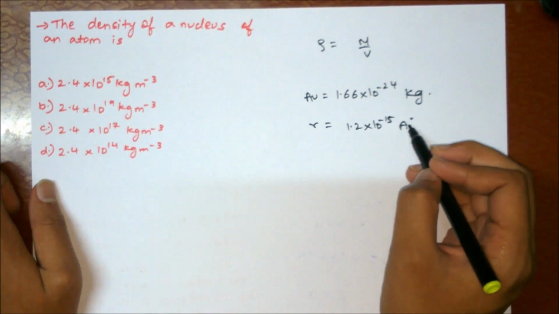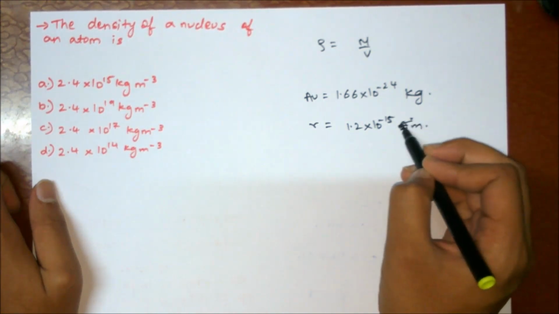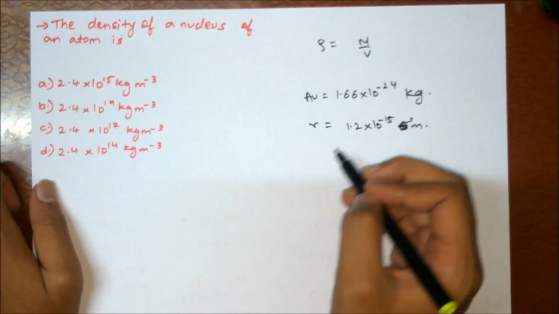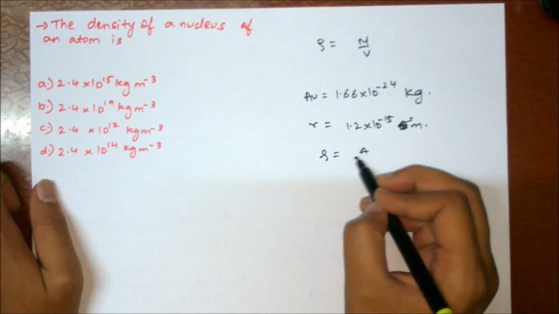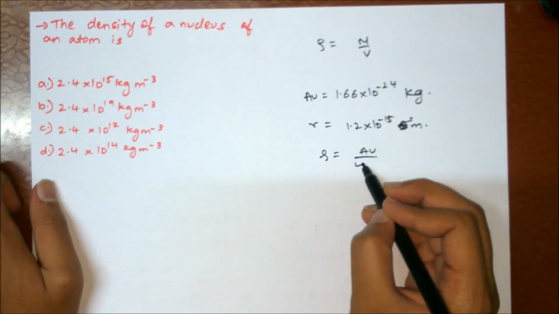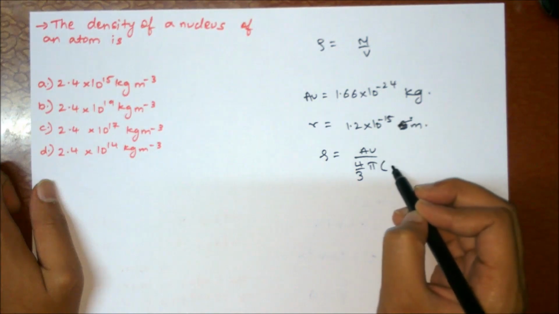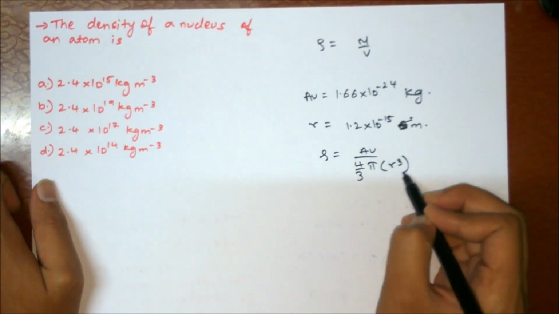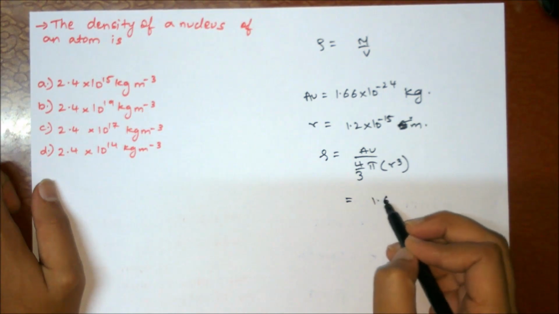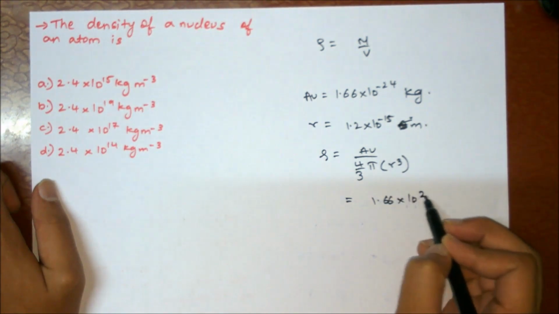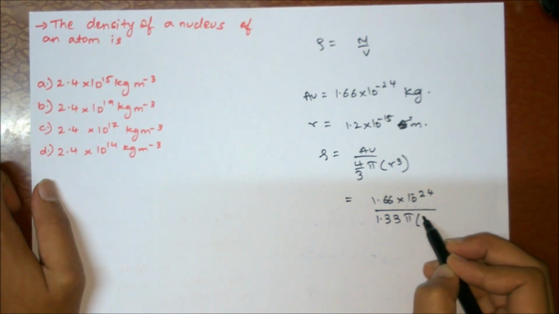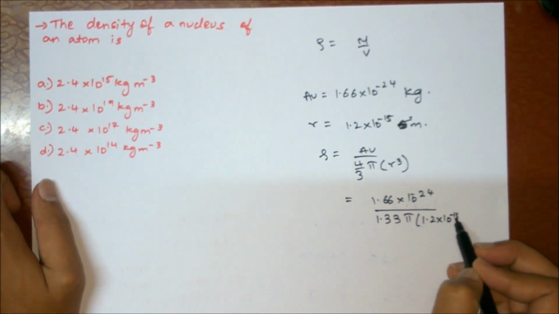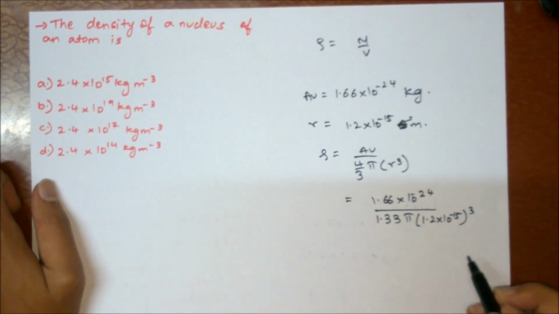So these are the values of mass and radius with which we can find density. So we can substitute: density is equal to atomic mass upon volume, which is equal to 4 by 3 pi r cube. In r cube we have to substitute the value of radius here. So atomic mass will be 1.66 into 10 raised to minus 24 kg divided by 4 by 3, which we can write as 1.33 pi r cube, as 1.2 into 10 raised to minus 15 cube, meter cube.